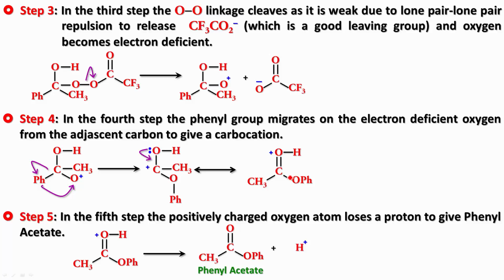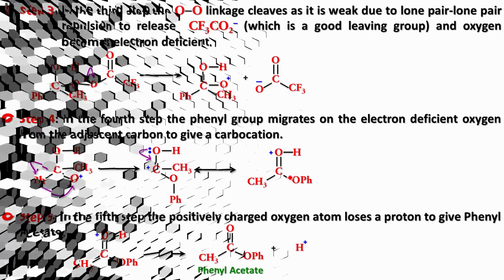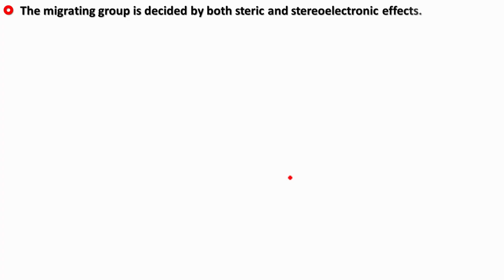Now comes the very important part, something that we were intending to discuss later on. And this is where we're going to talk about the stereoelectronic effects. Migrating aptitude, hyperconjugation, all these things are explained based on stereoelectronic effect. And the migrating group especially is decided both by steric as well as stereoelectronic effects. So let us understand what is a stereoelectronic effect.